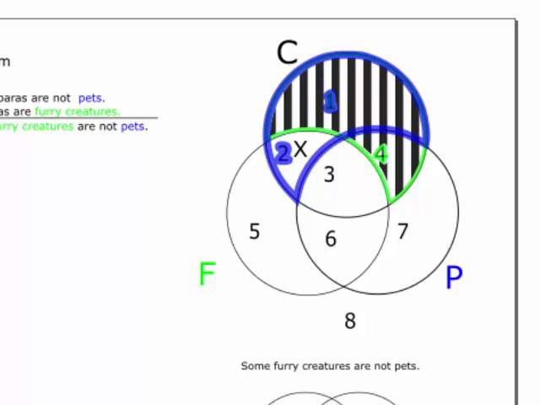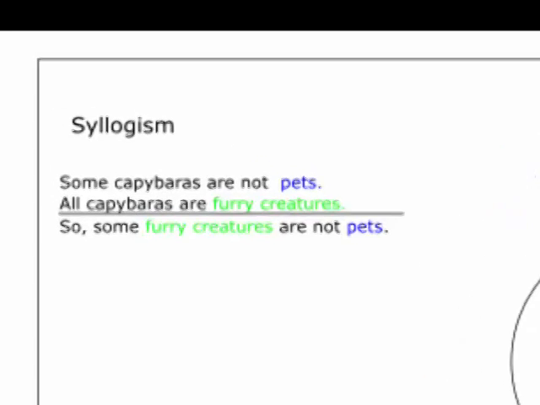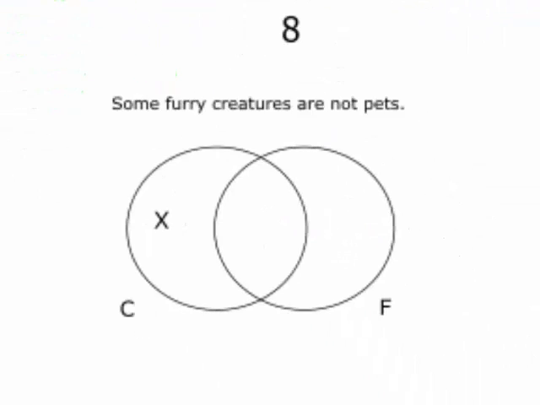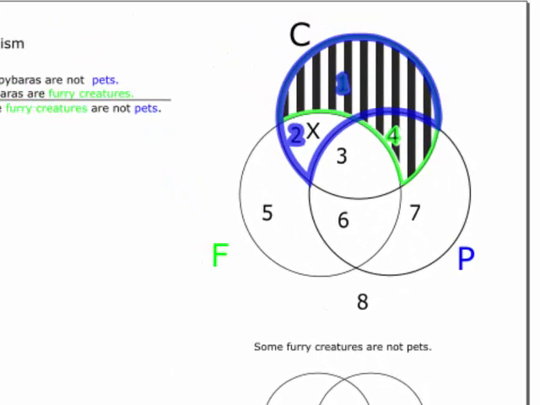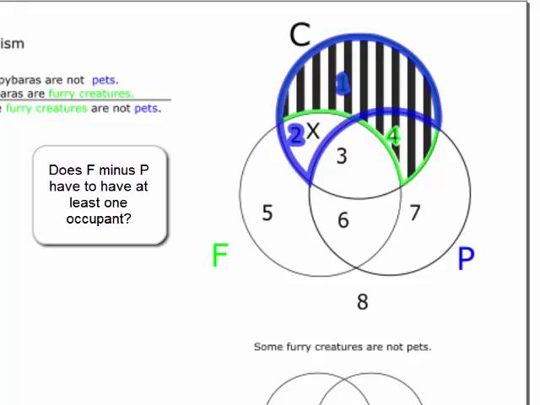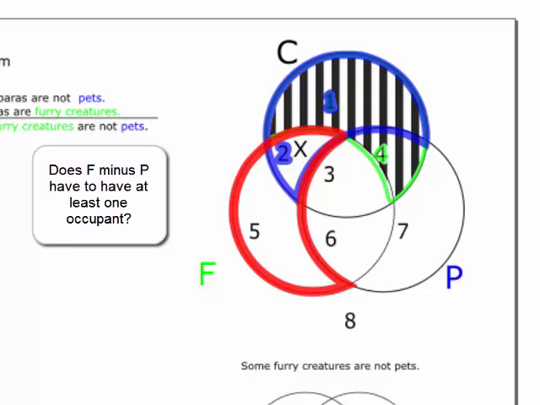Now stop diagramming. It's time to see if the conclusion has automatically emerged. It's an O statement. Some furry creatures are not pets. We check to see, is the zone F minus P forced to be occupied, or could it still be empty? Let's outline that zone in red. Here it is, regions 2 and 5 together. And there's an X completely inside the red outline. So there is at least one furry creature that's not a pet.